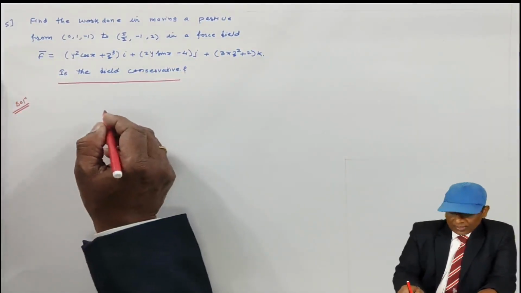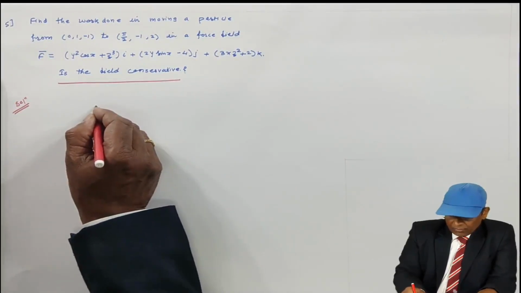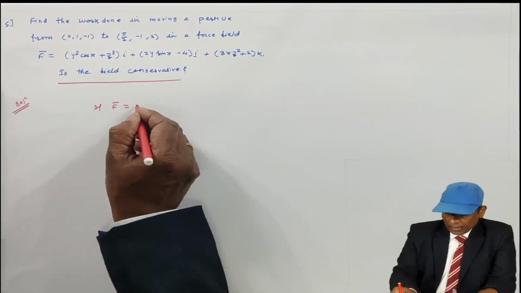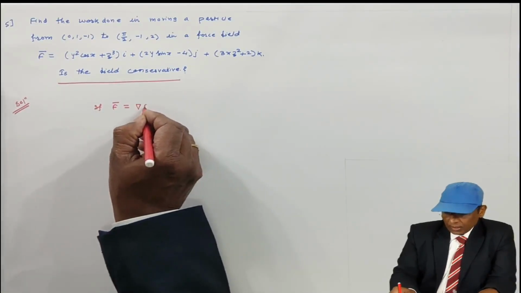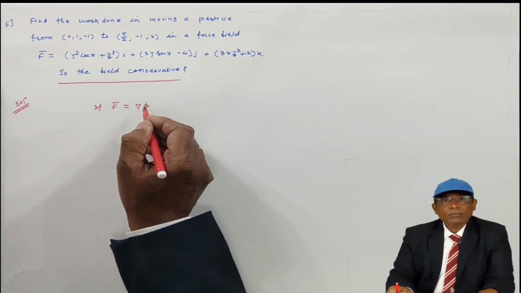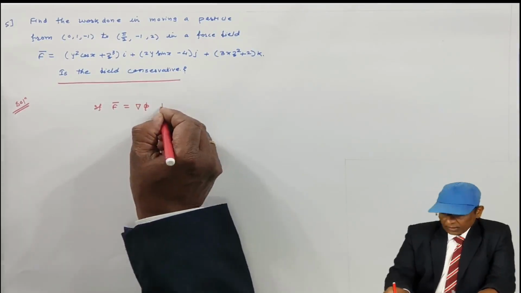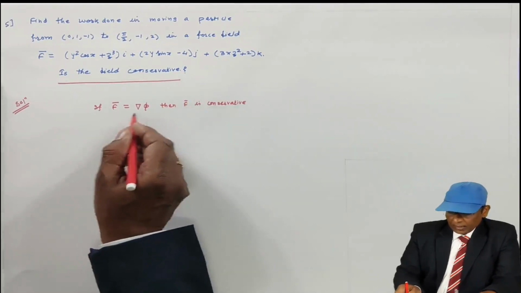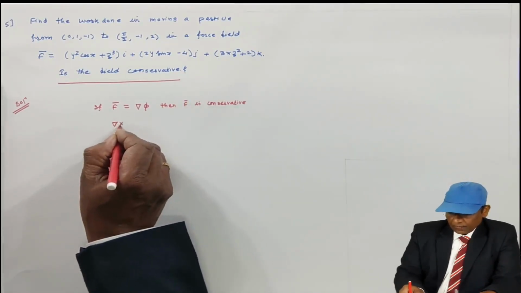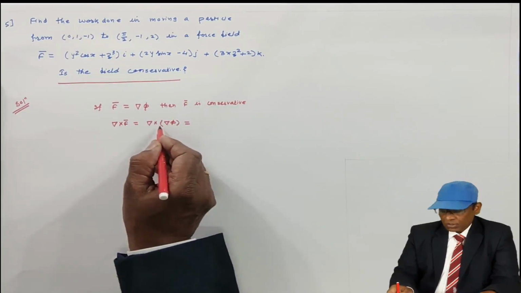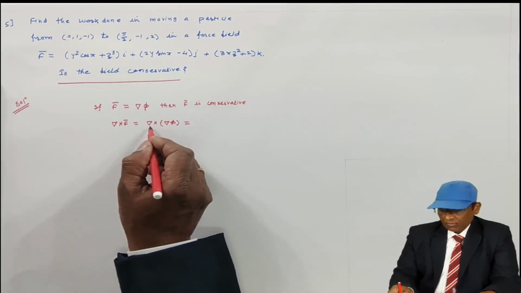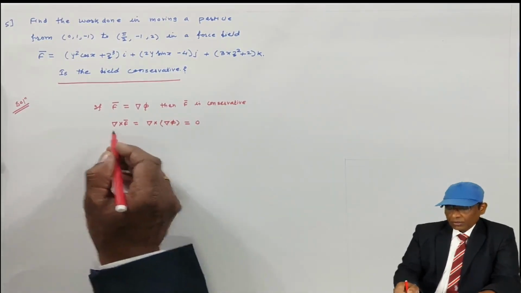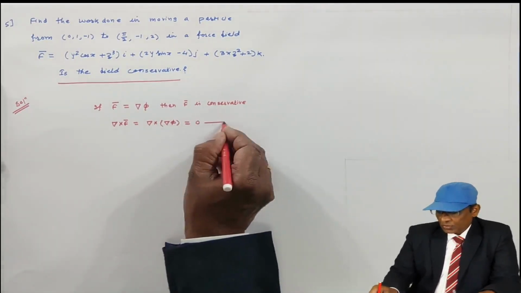Is the force field conservative? When the force field F(r) can be written as the gradient of a scalar point function, then F(r) is conservative. And here del cross del phi, the curl of the gradient of phi, is 0. If del cross F(r) is 0, then you can say it is conservative.